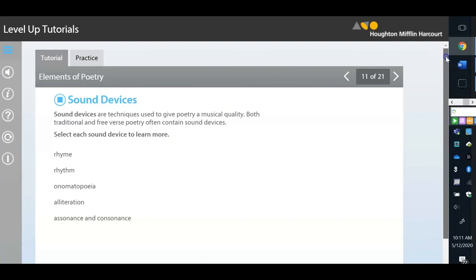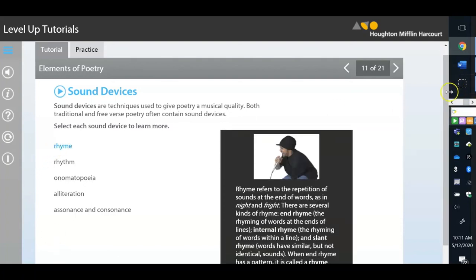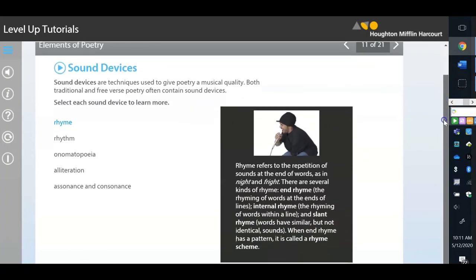Sound devices are techniques used to give poetry a musical quality. Both traditional and free verse poetry often contain sound devices. Click each sound device to learn more. For our purposes in this lesson, we're going to focus just on rhyme and rhythm. Starting with rhyme. Rhyme refers to the repetition of sounds at the end of words, as in night and fright. There are several kinds of rhyme.